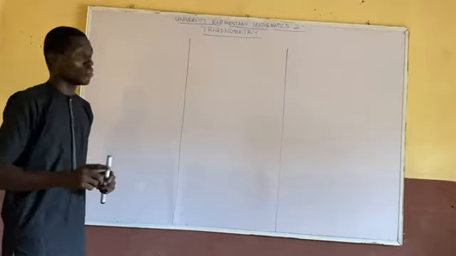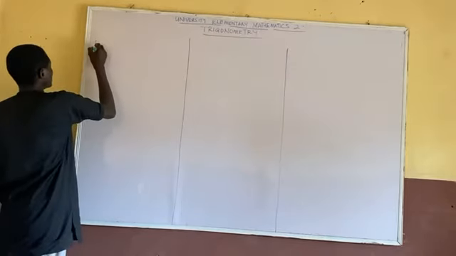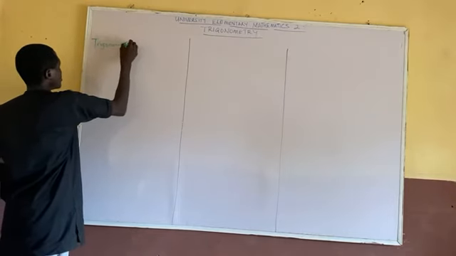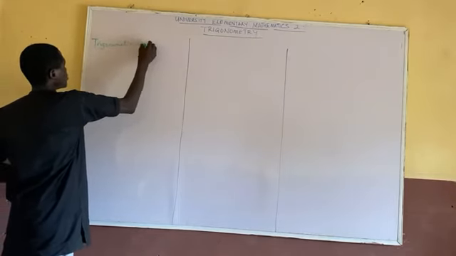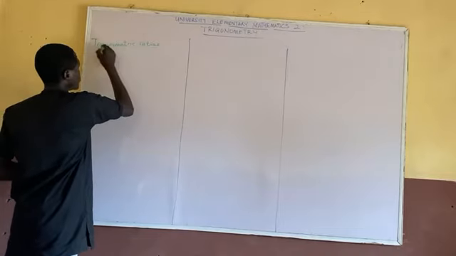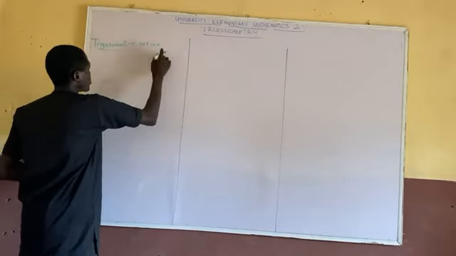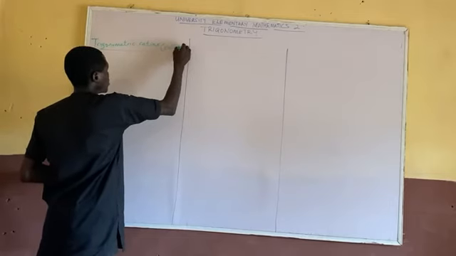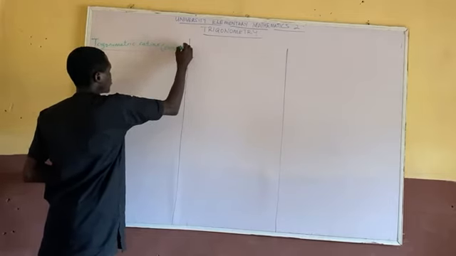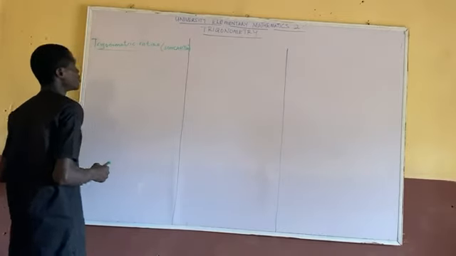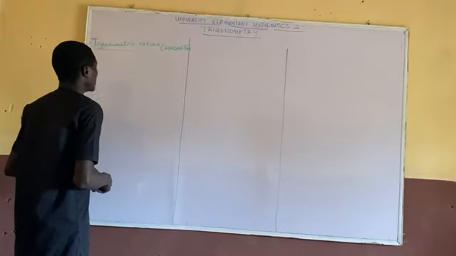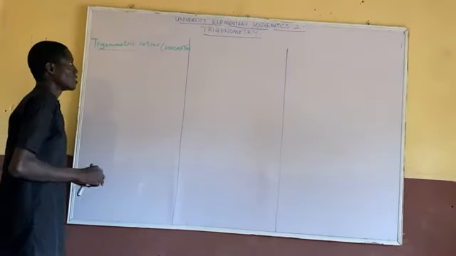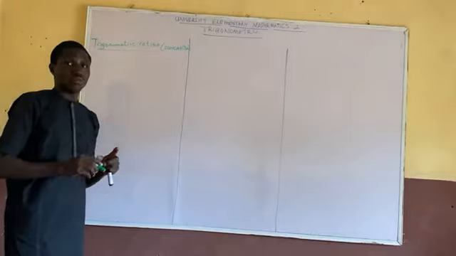And the first thing I'm going to be talking about here is the trigonometry ratios. The trigonometry ratios, popularly known as SOHCAHTOA. So now, how do we come about these trigonometry ratios?